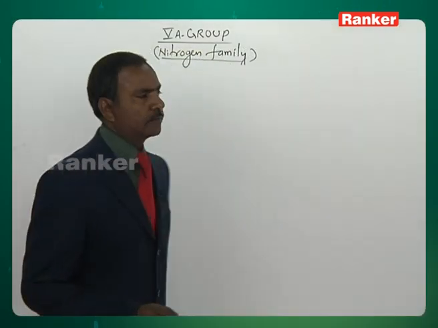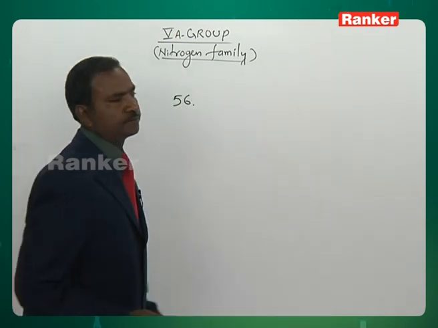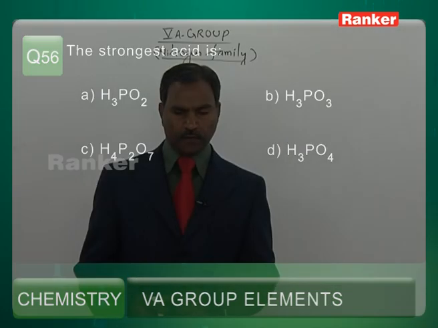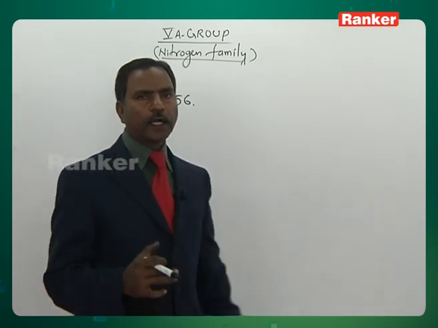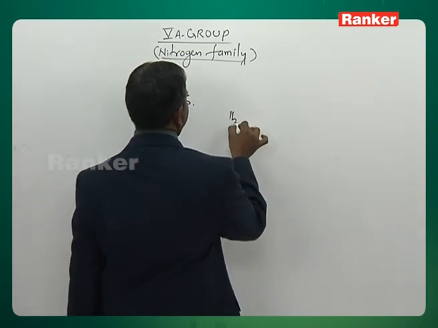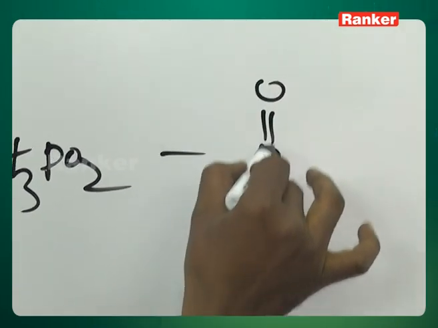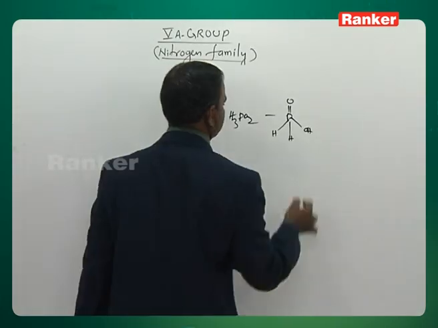Question number 56. The strongest acid is A. H3PO2, B. H3PO3, C. H4P2O7, D. H3PO4. The acidic strength of these phosphorus oxyacids depends on the number of unprotonated oxygen atoms. See, first one, H3PO2. This has P double bond O, one OH, H and H.